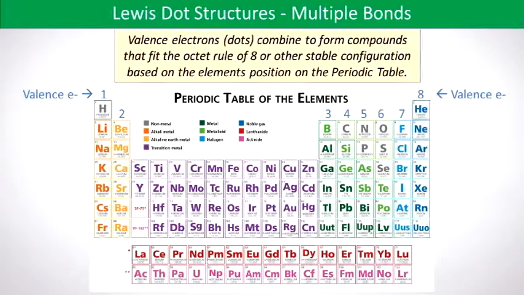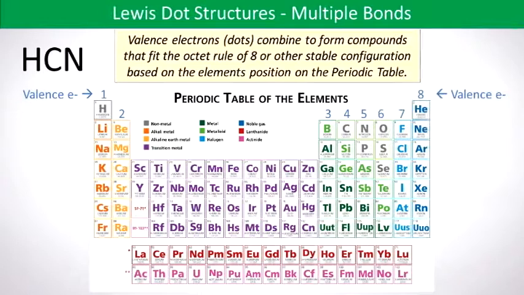First, we begin by considering the periodic table, which shows us the valence electrons that are involved in drawing Lewis dot structures. Valence electrons combine to fit the octet rule of 8 or other stable configurations based upon the element's position on the periodic table.